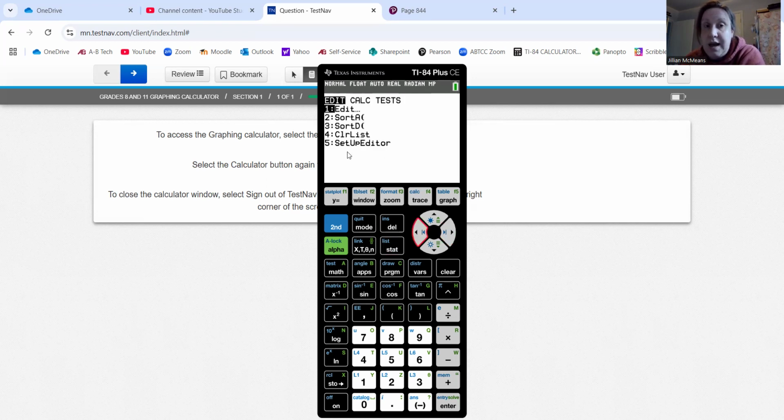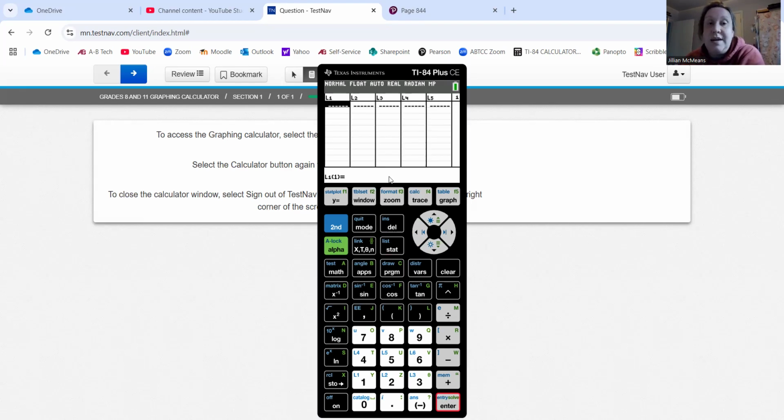Under the edit menu, the first option is edit. You can either hit enter or type in a 1. Now, ideally, you don't want any data to already be in here. If you were using your calculator for one of the previous sections, there could be some data in there. So scroll up until L1 or L2 is highlighted, hit the clear button to clear the contents, and once you hit the down arrow, that data disappears.